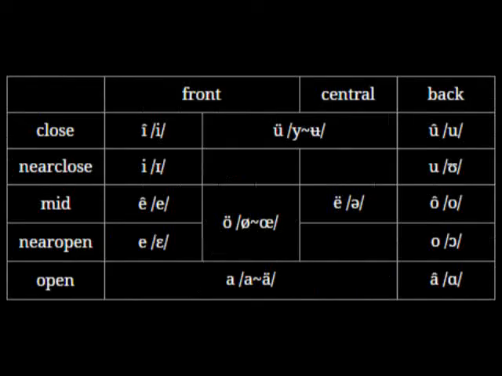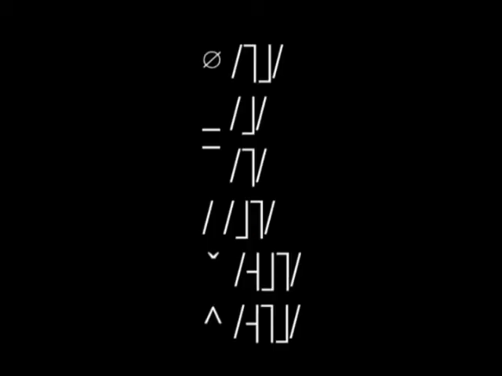Ithkuil's vowels are I, U, U, I, E, A, O, E, O, ah, ah. It also happens to be a tonal language. Its tonemes are ah, ah, ah, ah, ah, and ah.